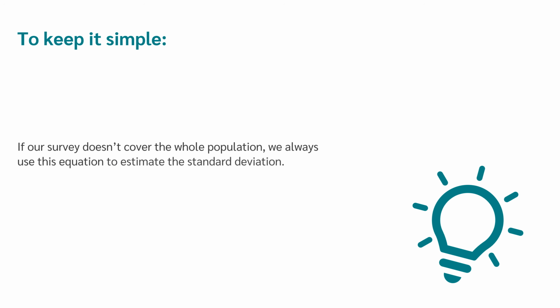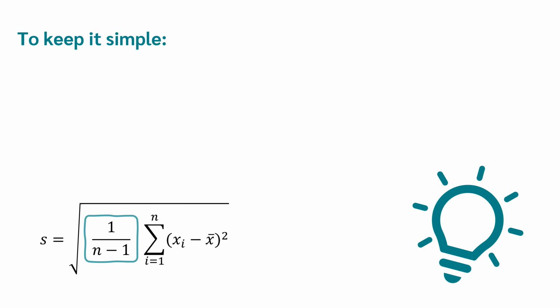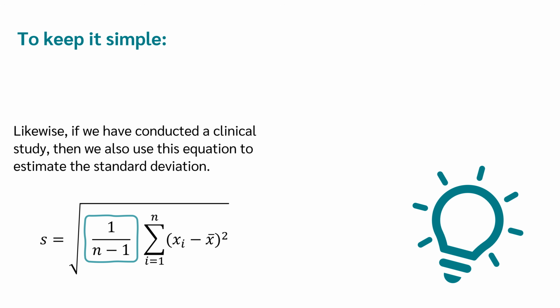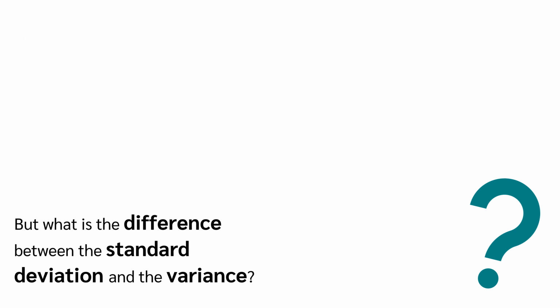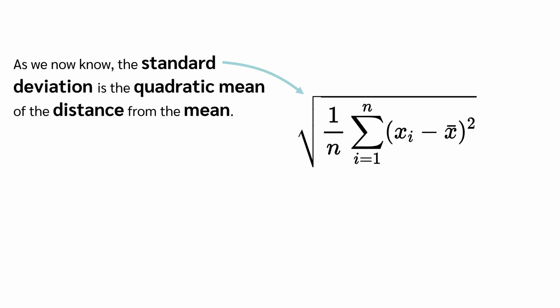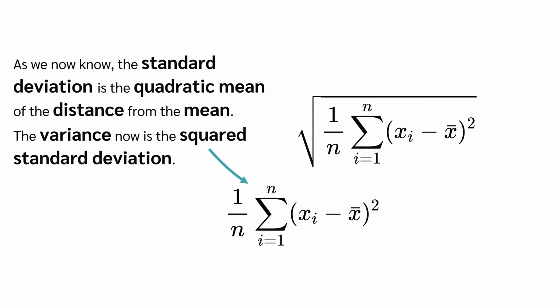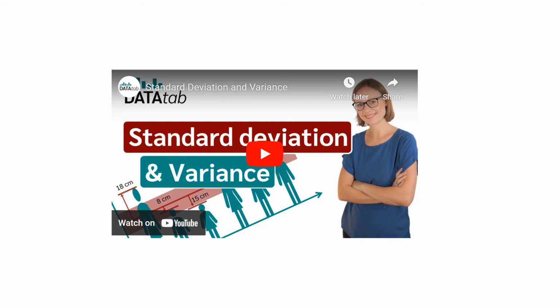To keep it simple, if our survey doesn't cover the whole population, we always use this equation to estimate the standard deviation. Likewise, if we have conducted a clinical study, then we also use this equation to estimate the standard deviation. But what is the difference between the standard deviation and the variance? As we now know, the standard deviation is the quadratic mean of the distance from the mean. The variance now is the squared standard deviation. If you want to know more details about the standard deviation and the variance, please watch our video.